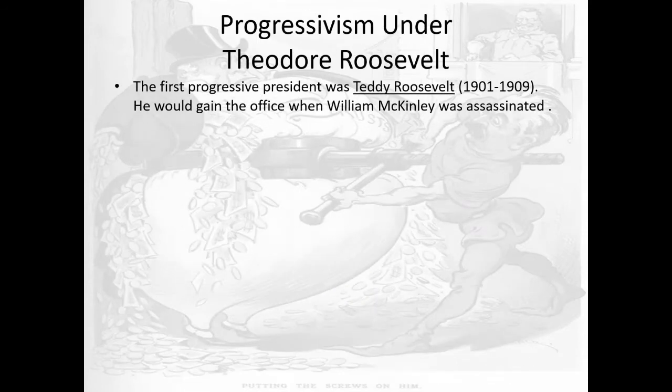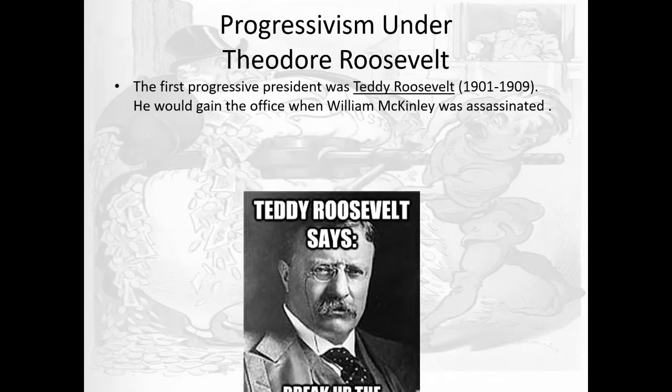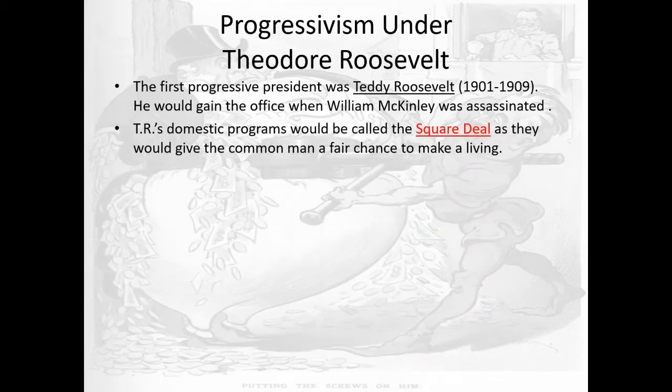Let's look at progressivism under some of the presidents now. We got Theodore Roosevelt. The first progressive president was Theodore Roosevelt, 1901 to 1909. He would gain office when William McKinley was assassinated. Teddy Roosevelt says to break up the government trusts. Again, his nickname was the Trustbuster. And we'll talk about that in a second.